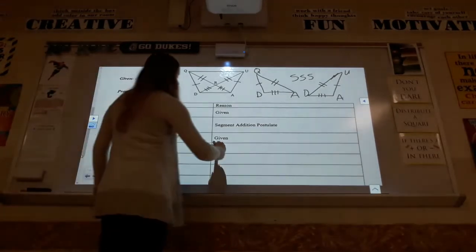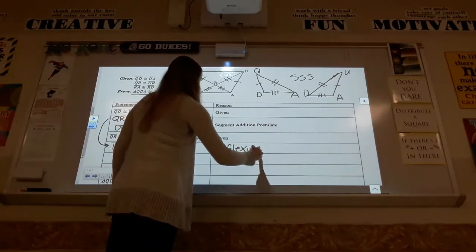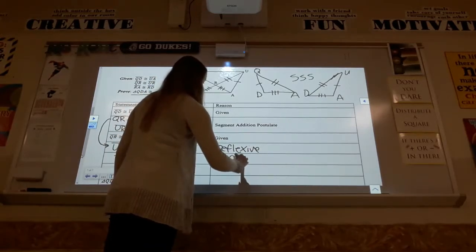And both of these are the reflexive property. I'm going to have to scroll up in a second, so give me a second. Right? Then I'll erase it.